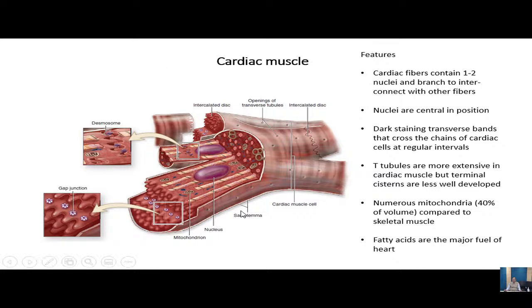So coming to the cardiac muscle fibers, as I have mentioned, they are branching fibers. There is a central nucleus. So what are the features? Cardiac fibers contain 1 to 2 nuclei and branch to interconnect with other fibers. Nuclei are central in position.